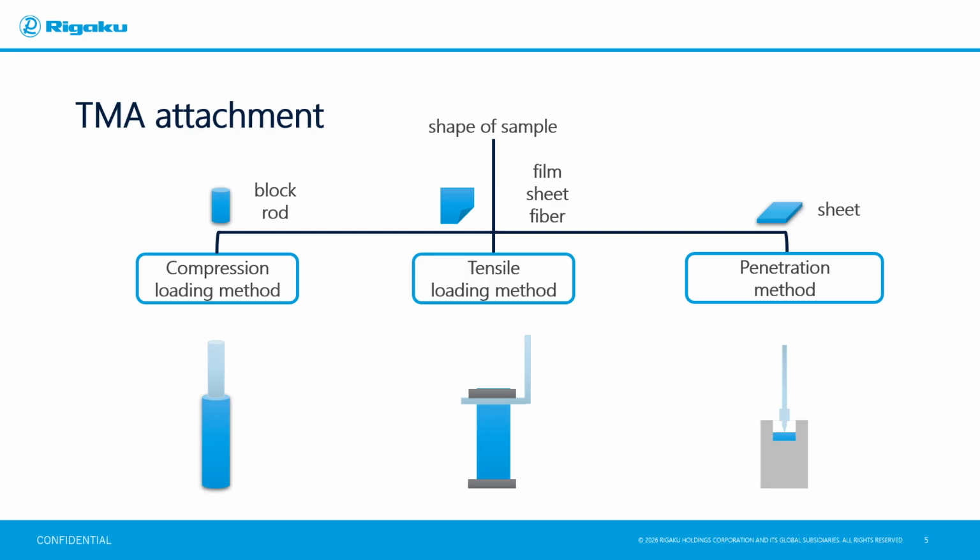A constant force, called the load, is applied from top to bottom on the sample during the temperature change. The second is the tensile loading method, used when the sample is a non-self-standing shape, such as film, fibers, or sheets. In this method, the load is applied from bottom to top, stretching the sample during the temperature change. The third is the penetration method, used to measure the thickness direction of a plate-shaped sample. The load is applied from top to bottom while the sample is measured.